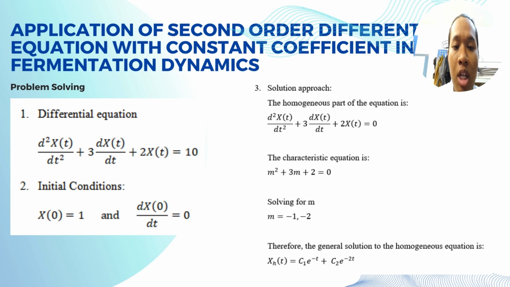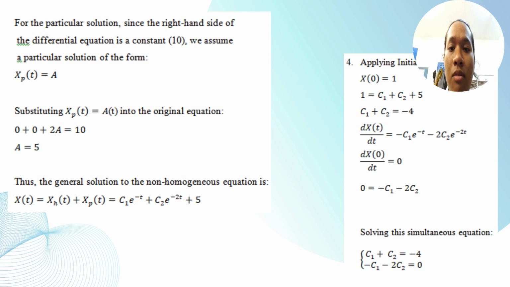We need to find the m value. After we solve for m, we get m equal to negative 1 and m equal to negative 2. Therefore, our general solution of the homogeneous equation is x equal to c1 e to the power of negative t plus c2 e to the power of negative 2t. After solving for the general solution, for the particular solution, since the right-hand side of the differential equation is a constant, which is the value 10, we assume a particular solution of the form x_p(t) equal to A. So we substitute x_p(t) equal to A into the original equation, and we get A equal to 5.